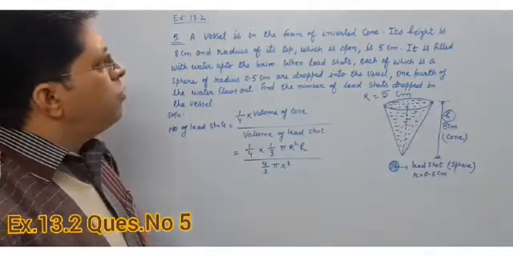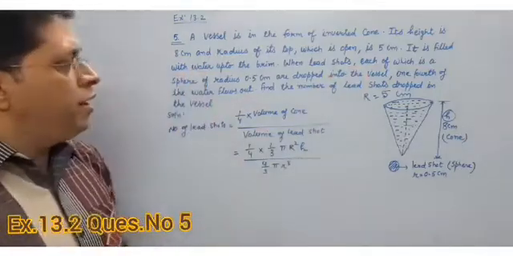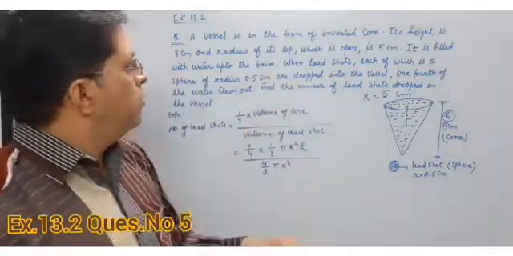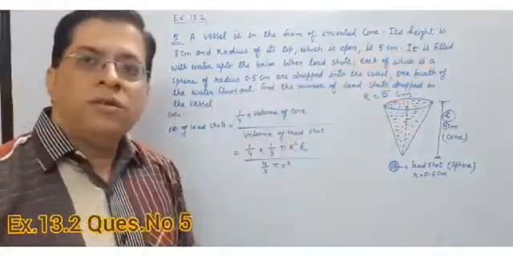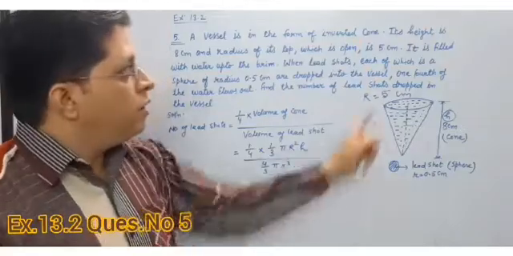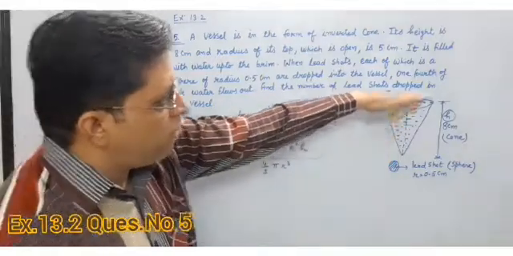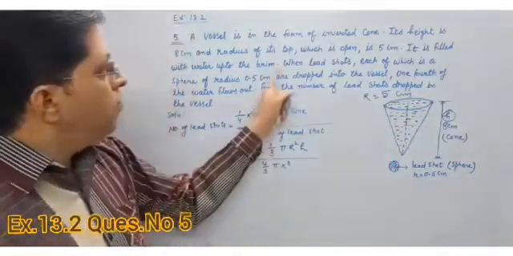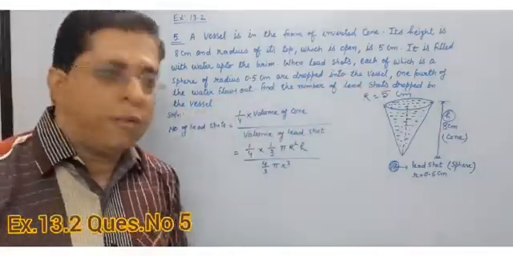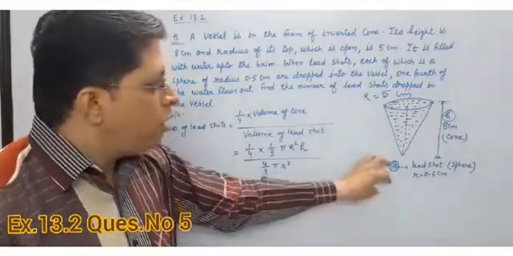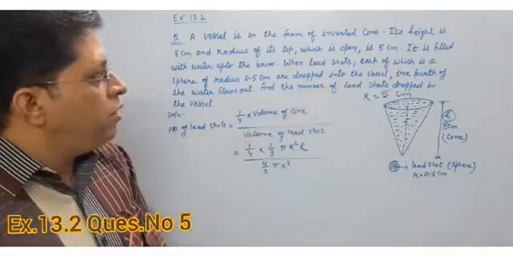A vessel in the form of an inverted cone, its height is 8 centimeter and the radius of its top, which is open, is 5 centimeter. The cone's top is open. And what else is given? It is filled with water up to the brim. Okay. When lead shots, each of which is a sphere of radius 0.5 centimeter, are dropped into the vessel. This is a spherical lead shot. I am putting the lead shot inside it.